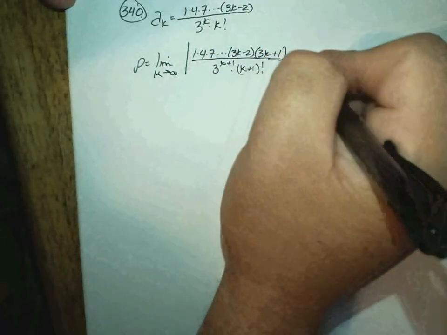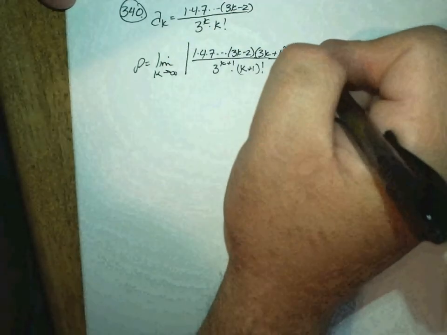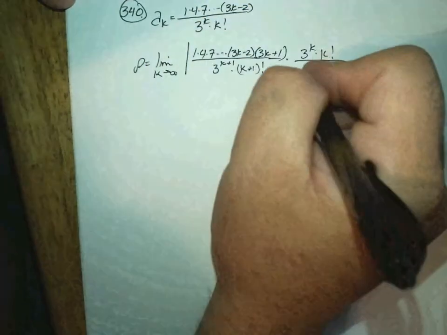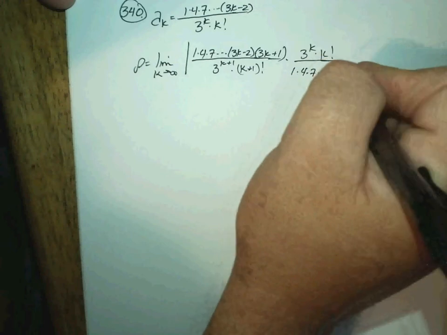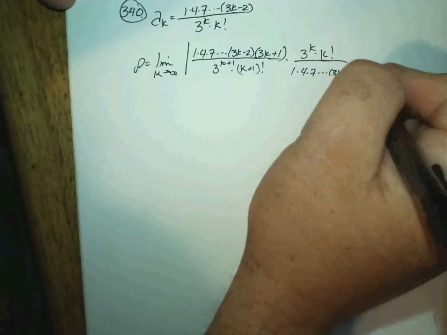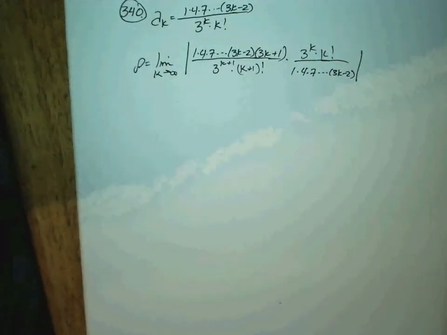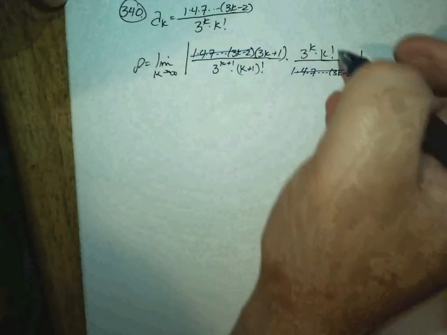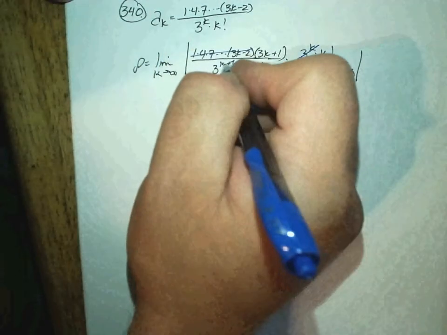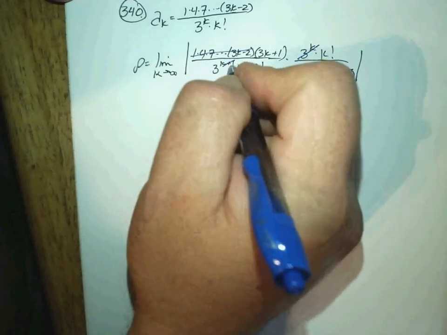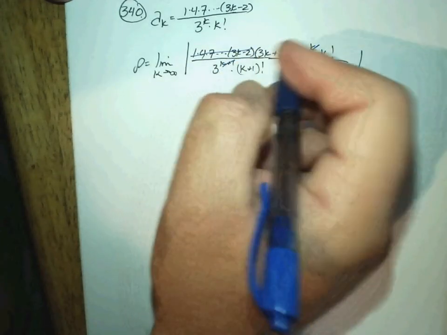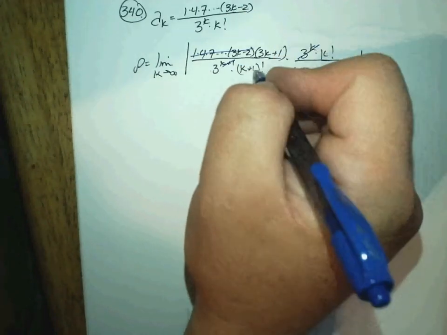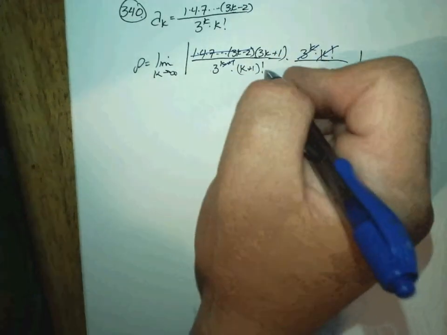From minus 2 to plus 1 is a jump by 3, so that's working. And here, 3 to the k becomes 3 to the k plus 1, and k factorial becomes k plus 1 factorial. Now, take this and flip it. So 3 to the k, k factorial up top, and this in the bottom. And look at the cancellations. All this gets wiped out. 3 to the k cancels, leaving just a 3, so that's 3 to the k times 3 when you have 3 to the k plus 1.